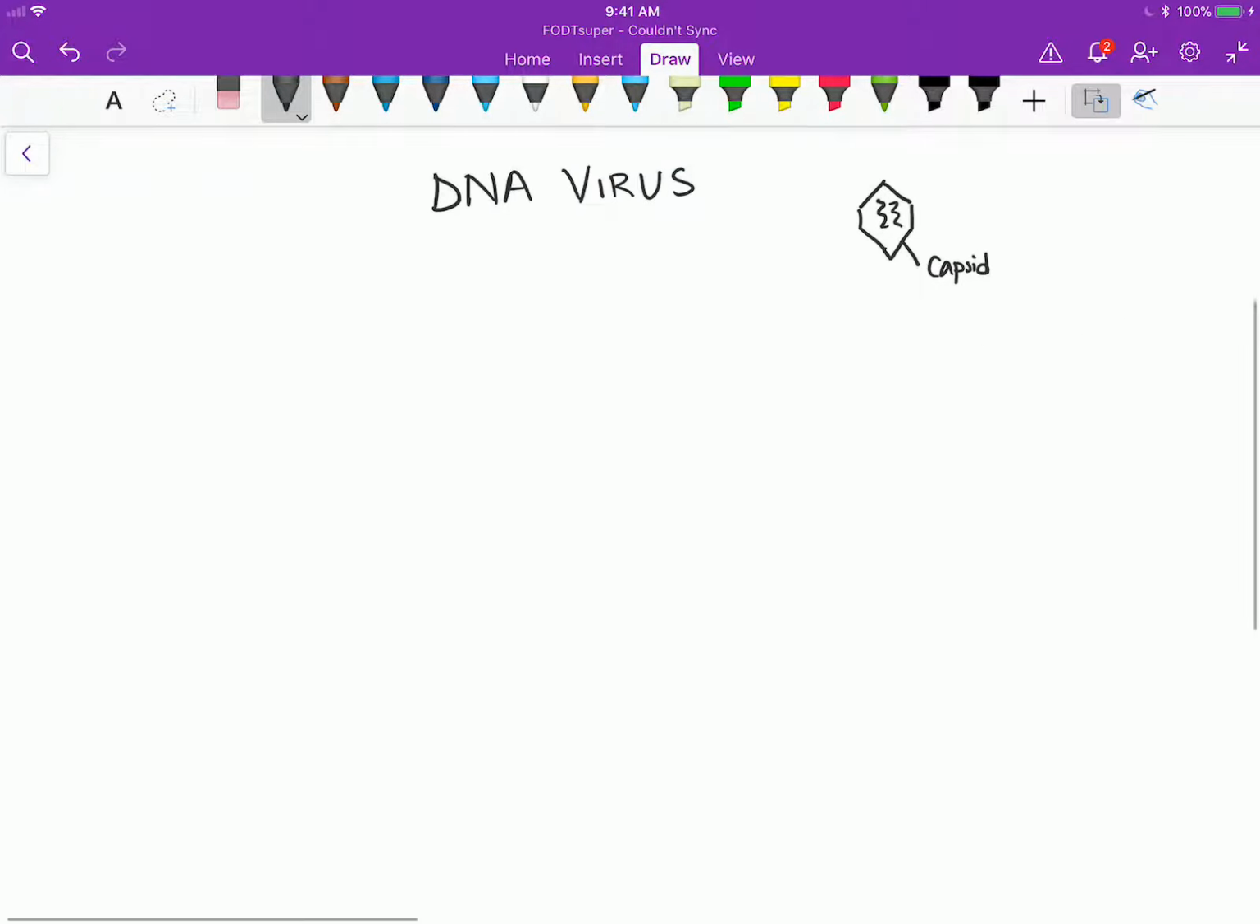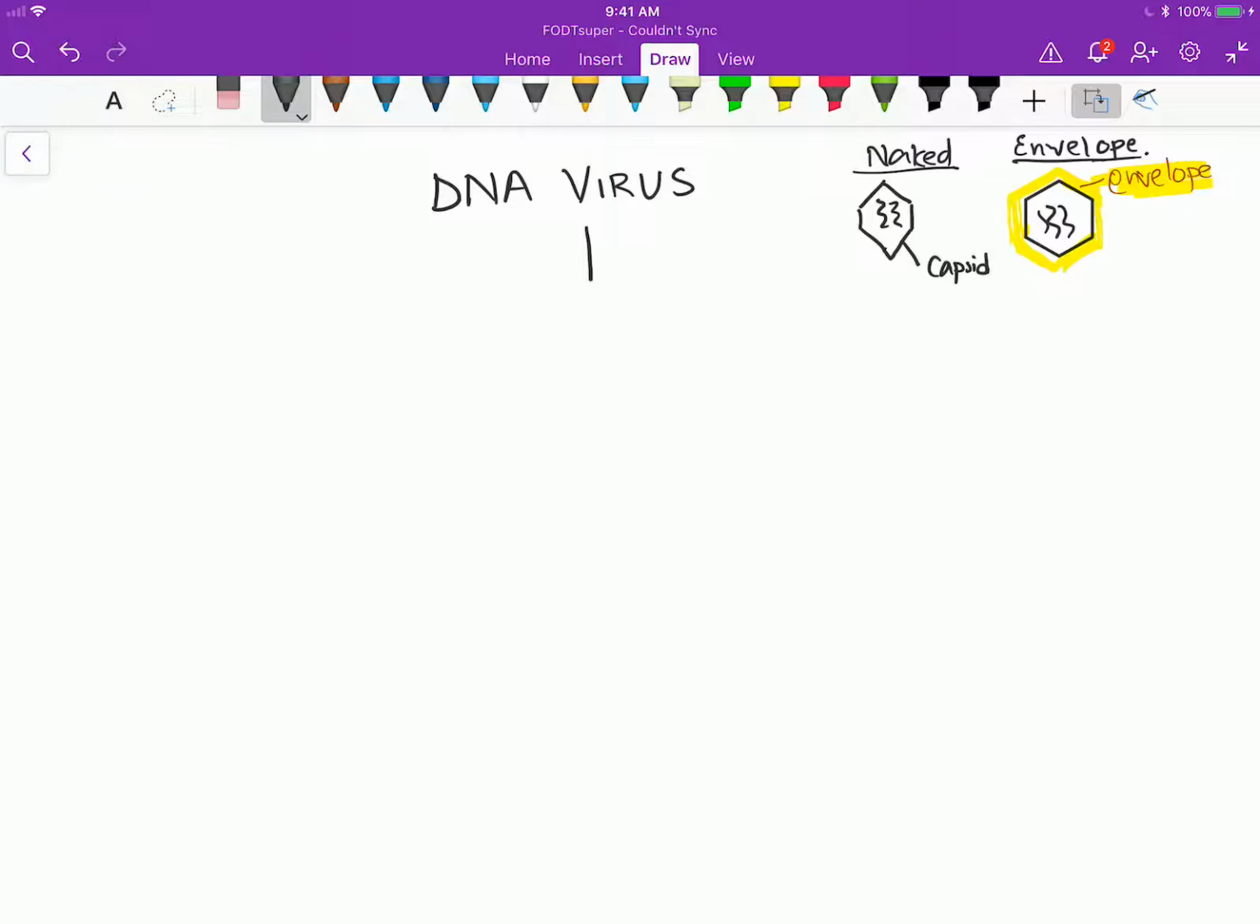And there's also a possibility that you can have an envelope surrounding the capsid. I'm going to make the envelope in yellow. So this is the envelope in yellow. So here's a naked virus, this is called a naked virus, and this is with an envelope. Now that this is clear, let's talk about classification.